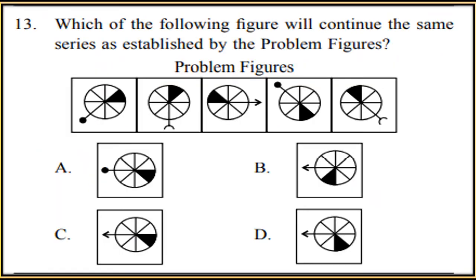Which of the following figures will continue the same series as established by the problem figures? Now see the problem figure. Now you have to find a figure which will continue the given series. So look at the clues: the circle, the arrow, the semicircle and the shaded part. Now follow these clues in each of the figures and choose the correct answer. You can see the answer at the end of the video.